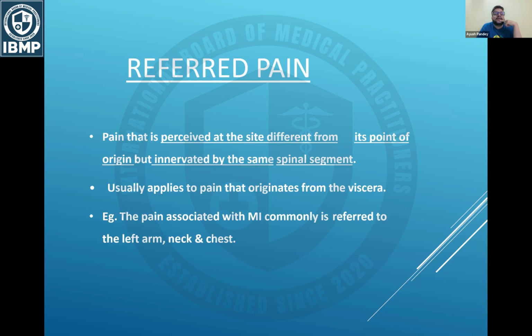Why is this happening? Because both sites are innervated by the same spinal segment. It usually applies to pain that originates from the viscera. For example, in the pain of a myocardial infarction, the patient usually complains that the pain is radiating to the left arm, chest or neck. So referred pain is pain from one location, mostly from an internal organ, that is felt in another location, often on the skin or muscles.